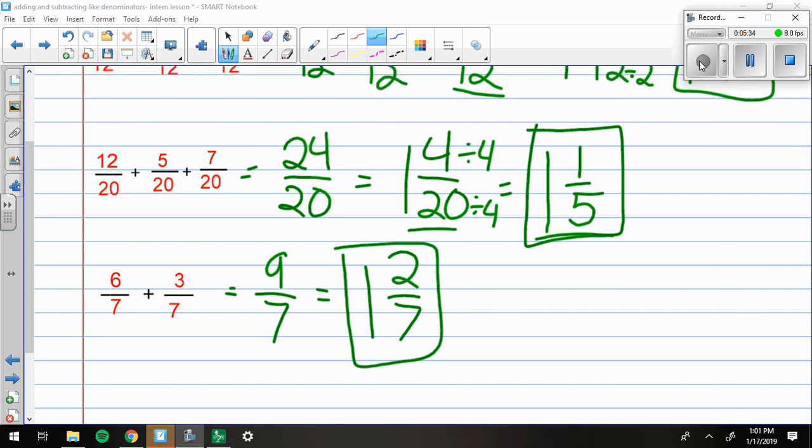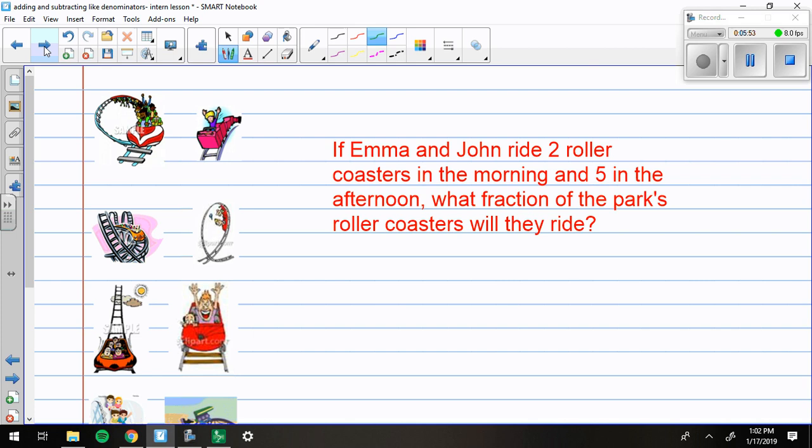And for our last one, 6 sevenths plus 3 sevenths, we get 9 sevenths because we keep our denominators the same. Just add our numerators, 6 plus 3 equals 9. We need to regroup that, make it into a mixed number, 1 and 2 sevenths. All right, rolling right along. We can also have word problems.